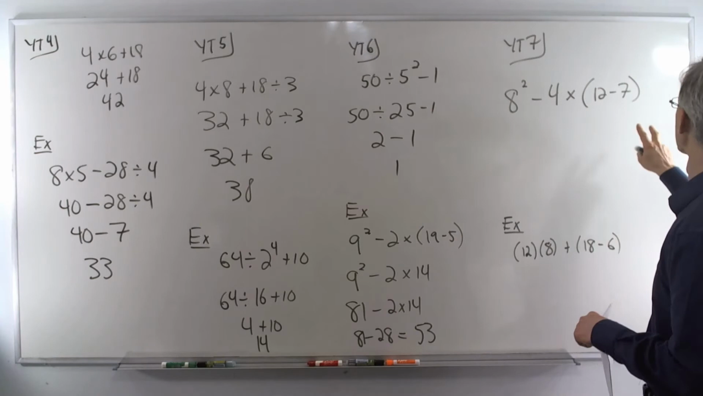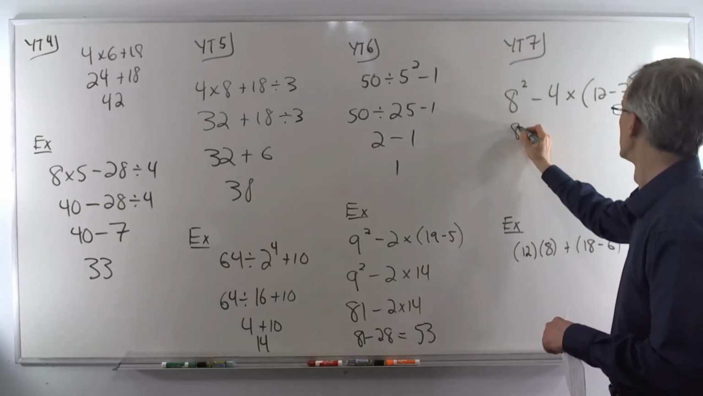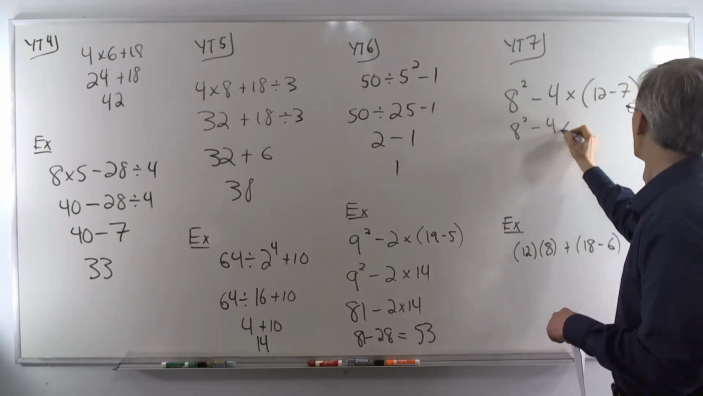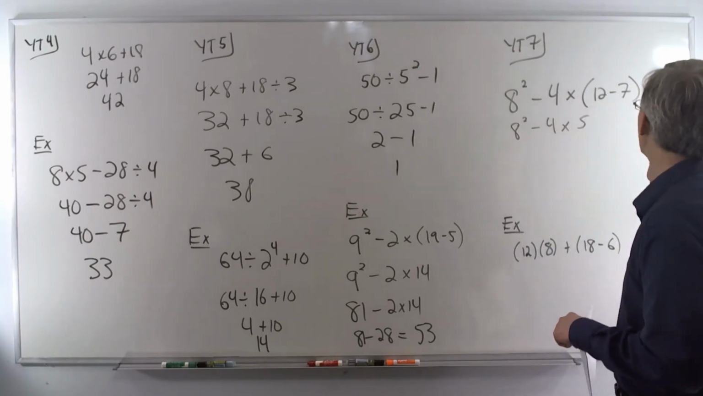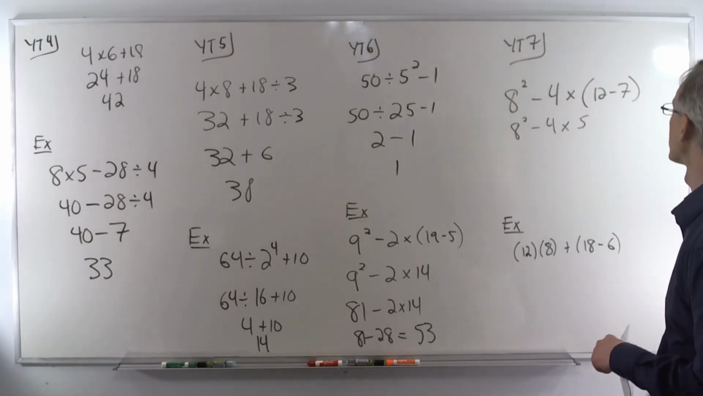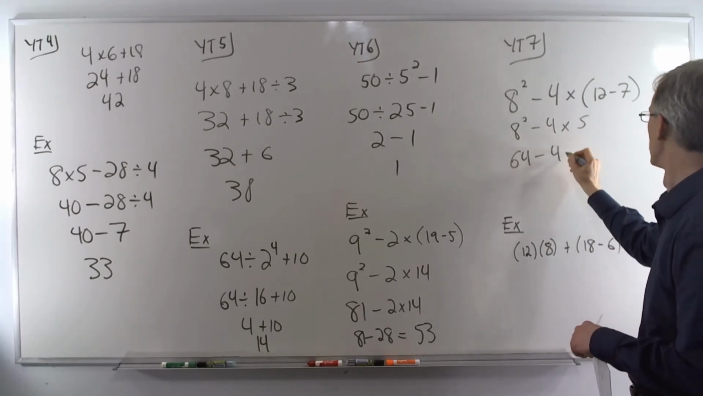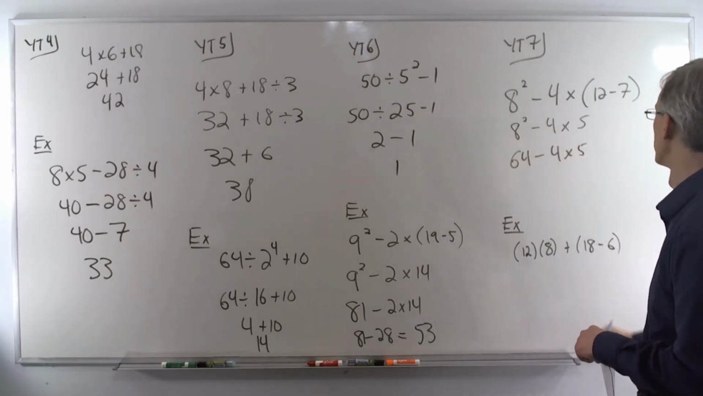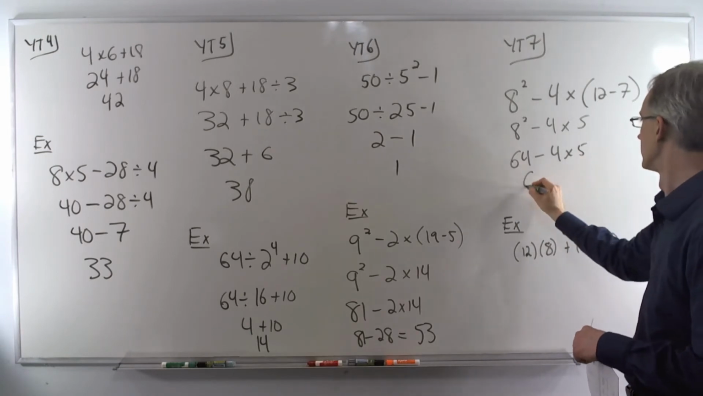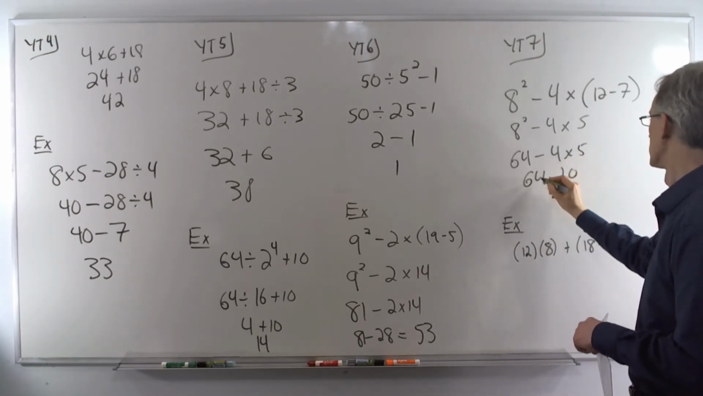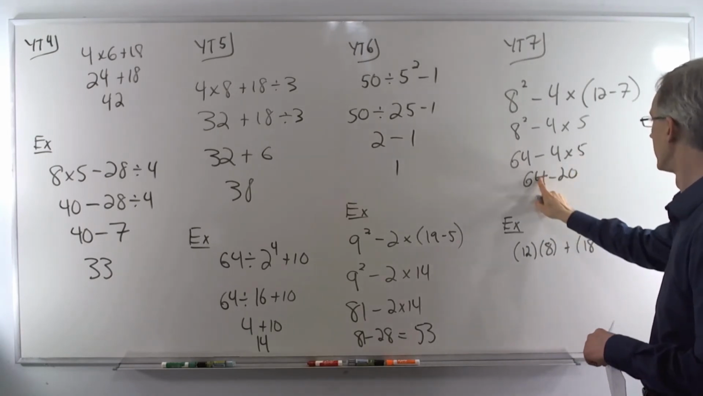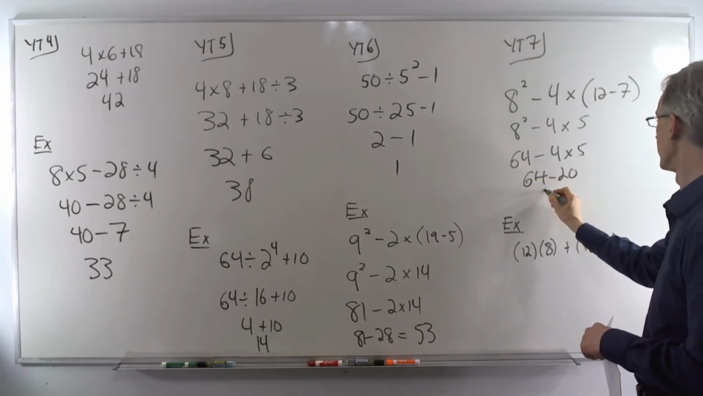First up is parentheses. 12 minus 7 gives us 5. Next up is the exponent. 8 squared is 64. Then the multiplication. So that's 64 minus 20. Finally subtract to get 44.